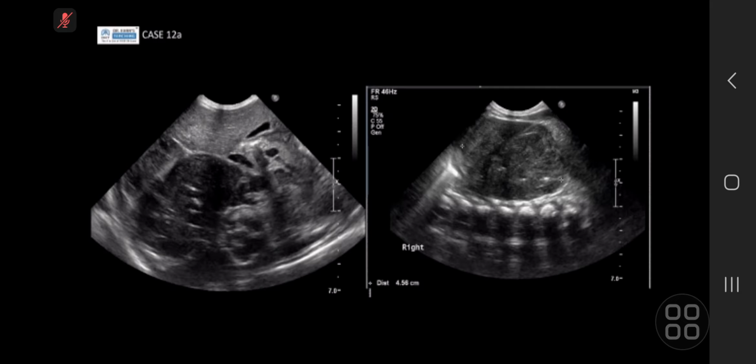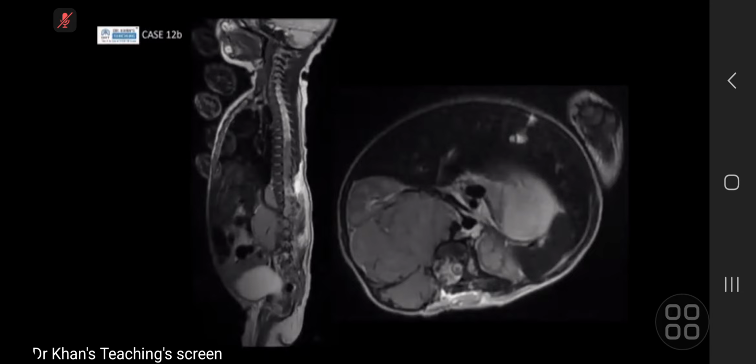And it is abutting the spine. However, there is no evidence of erosion of the bone. Okay, I'm going to show you the MR. The lesion is noted in the retroperitoneum, in the paravertebral region. On the right side, the lesion is displacing the right kidney anteriorly.